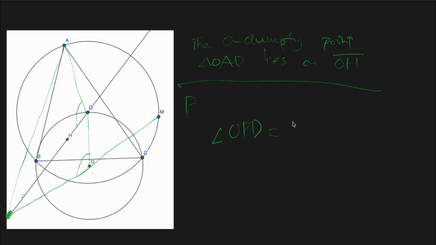We know that the angle OPD is 180 degrees minus angle PDO minus angle POD. But we know that PDO is also equal to POA. So this is just equal to 180 degrees minus POA minus POD, which is 180 degrees minus AOD.